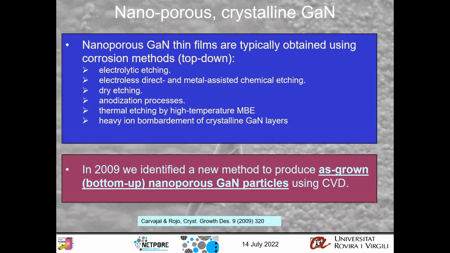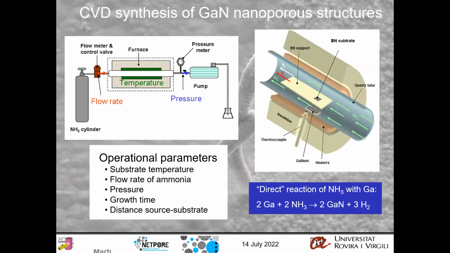In 2009, we identified a new method to produce as-grown nanoporous gallium nitride particles, so using a bottom-up approach, using a very simple chemical vapor deposition technique, as I'm showing here. Basically, what we are doing is just the direct reaction between gallium and ammonia to produce this porous gallium nitride in a tubular furnace. And the critical point here is where the source of gallium and the substrate are located.